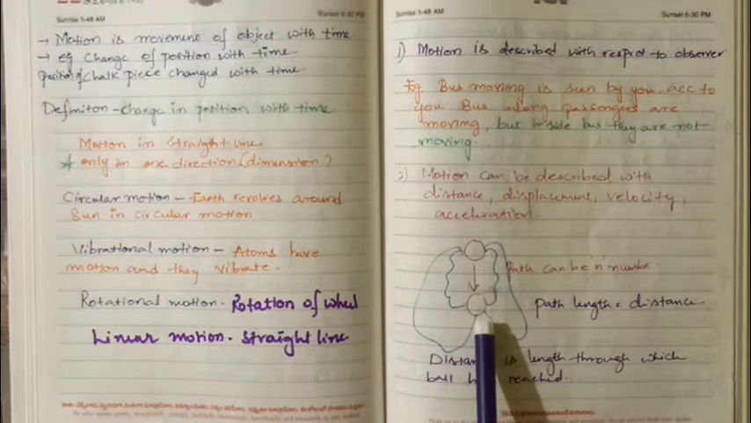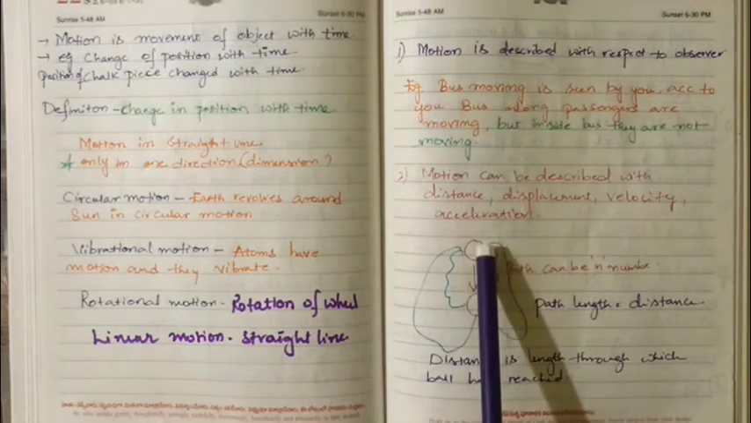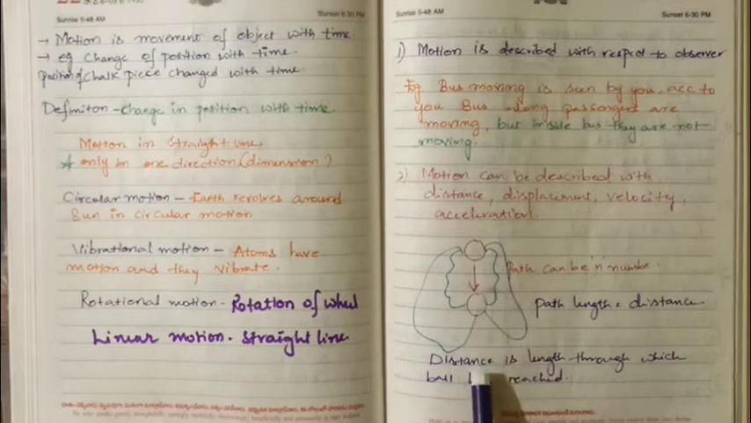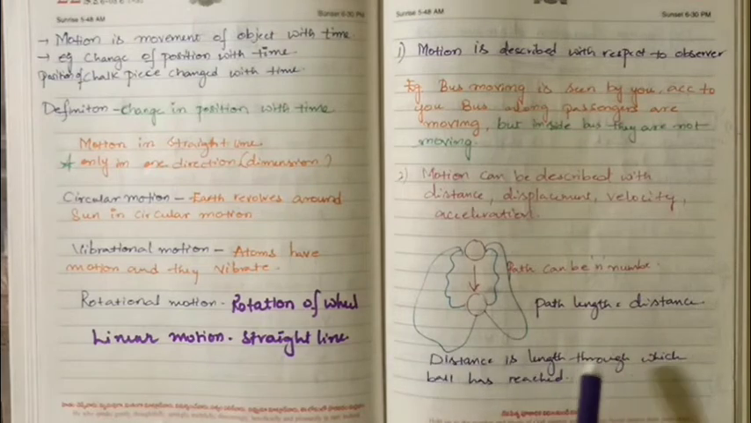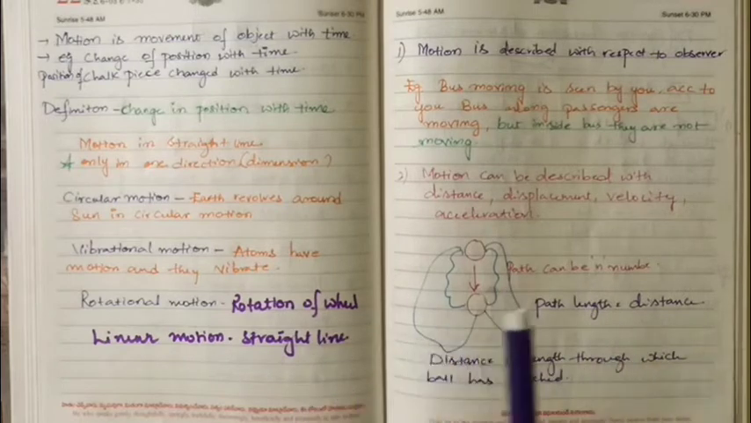We have two points here. The arrow mark shows the displacement, which is the shortest path, and it's always in a straight line. But in case of distance, it takes the curved paths. Understanding the difference between distance and displacement is important because it is followed by speed and velocity. So first we have to understand distance and displacement properly.